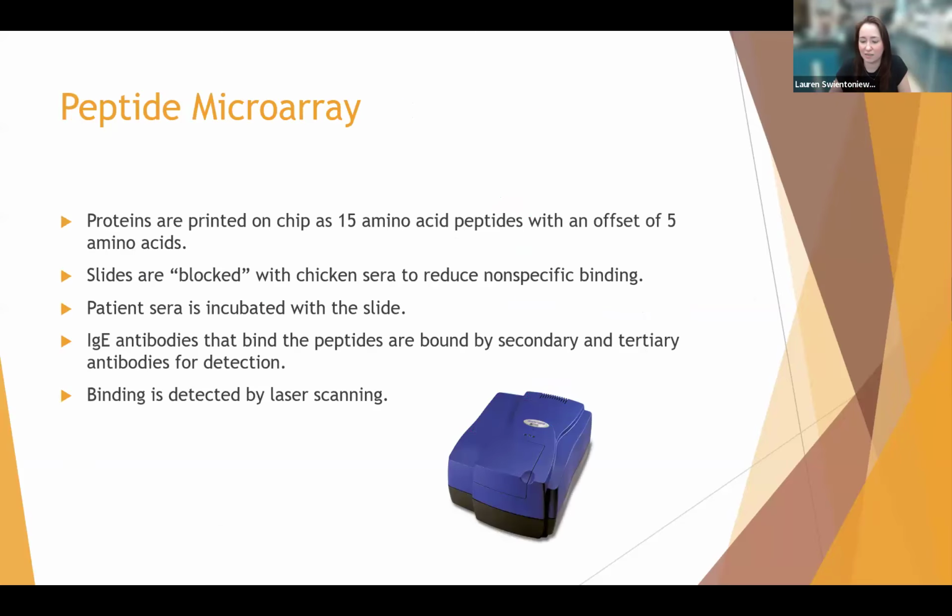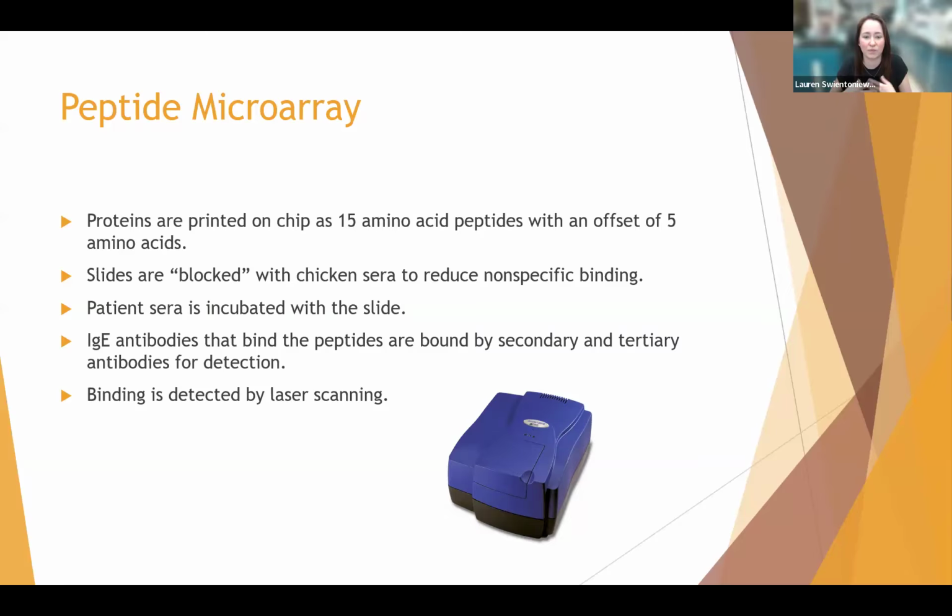So the peptide microarray, instead of looking at whole proteins, is once again a chip with very, very, very small printed 15 amino acid long sequences, and they're offset by 5 amino acids. I'll show you what this looks like. That way, when we apply the patient sera to the chip, we can see how this IgE binds to the linear sequence. So it's not looking at the 3D or the conformational binding, but looking at what specific amino acids and peptides in the sequence the IgE is binding to.